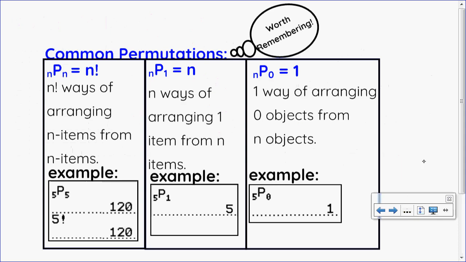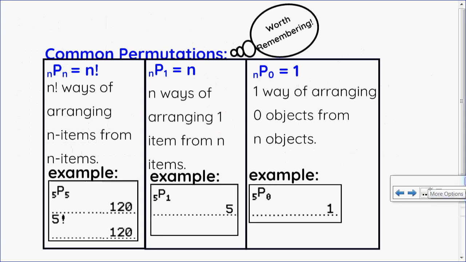So common permutations that you're going to see as you go along may be worth memorizing so you don't have to plug them into the calculator. The first one is nPn equals n factorial. nP1 is equal to n. And nP0 is equal to 1. And I have some examples of what the calculator screen would look like for n being 5. It's something that comes up from time to time and is definitely worth memorizing.